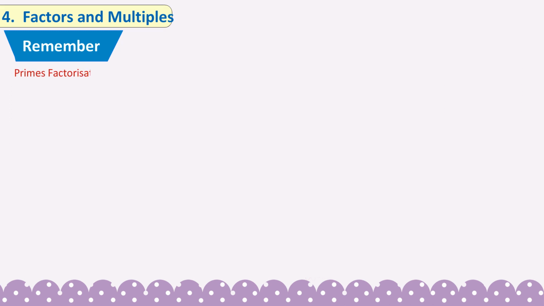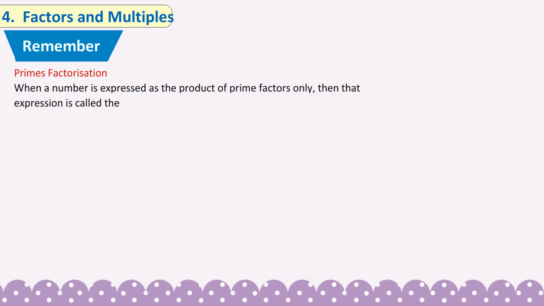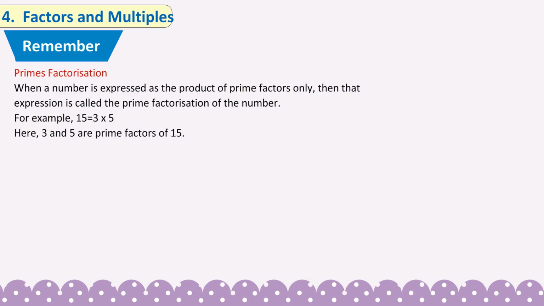Prime factorization. When a number is expressed as the product of prime factors only, then that expression is called the prime factorization of the number. For example, 15 is equal to 3 multiplied by 5. Here, 3 and 5 are prime factors of 15. Let us learn to find out prime factors of the given numbers.